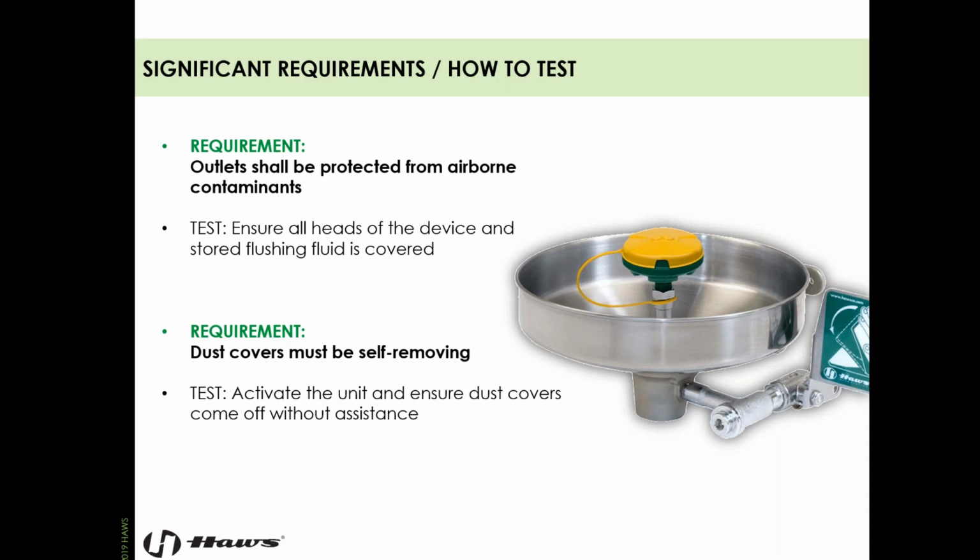Now, outlets or dust covers. The outlets of the water need to be protected from airborne contaminants. This is referencing dust covers like you see on the right here. You just need to ensure that all the heads of the devices and any stored flushing fluid, like in portable type equipment, is fully covered. This is making sure that contaminants aren't getting introduced, and the heads of the device aren't going to get clogged.